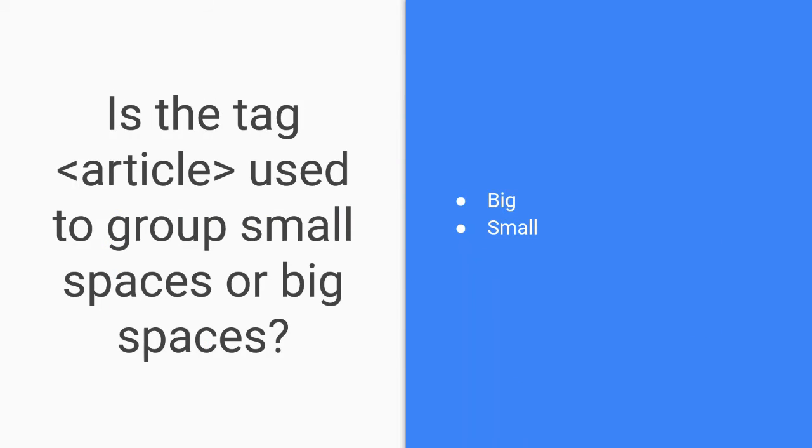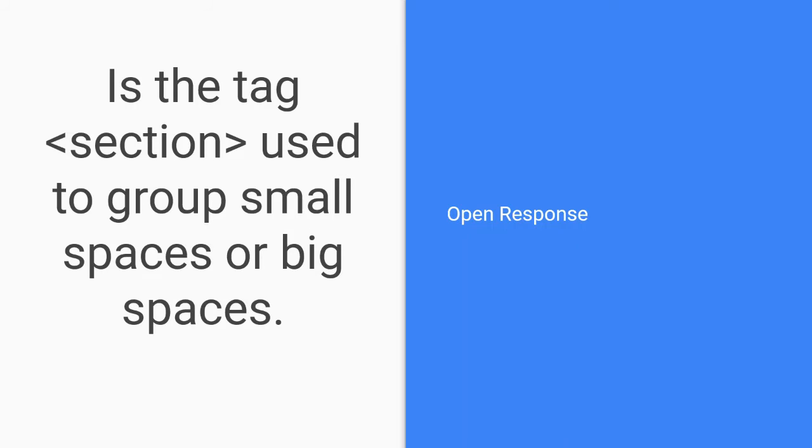First question, is the tag article used to group small spaces or big spaces? Big or small? Yeah, small. Is the tag section used to group small spaces or big spaces? This is an open response question. It's pretty easy, so I'm going to give you like 10 seconds. Okay, 10 seconds is over. So the answer is big spaces.